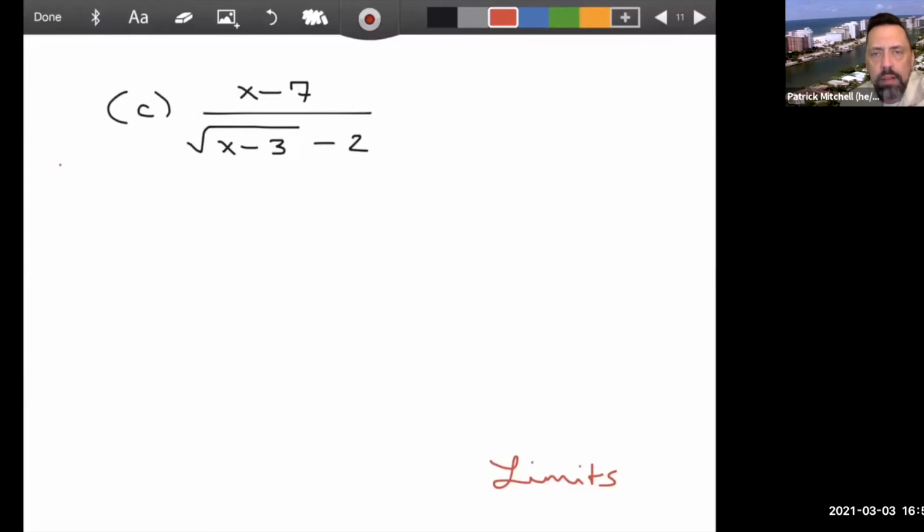All right, very, very important concept in calculus. To get at the answer to that question, you rationalize the denominator, and then what ends up happening is you get an expression that you can evaluate when x is 7. So I'm going to multiply the top and the bottom by the conjugate, which of course is the square root of x minus 3, add 2.